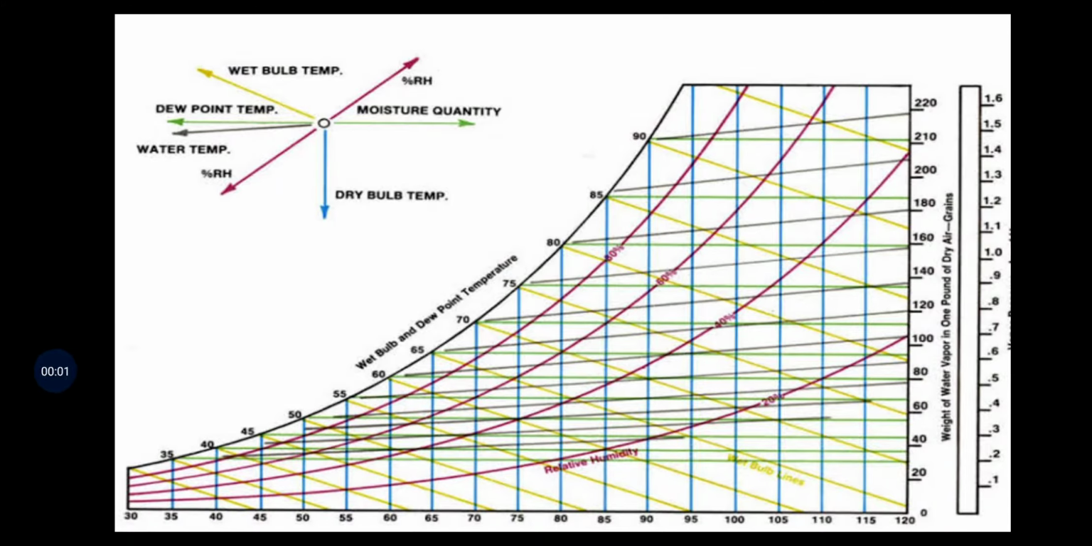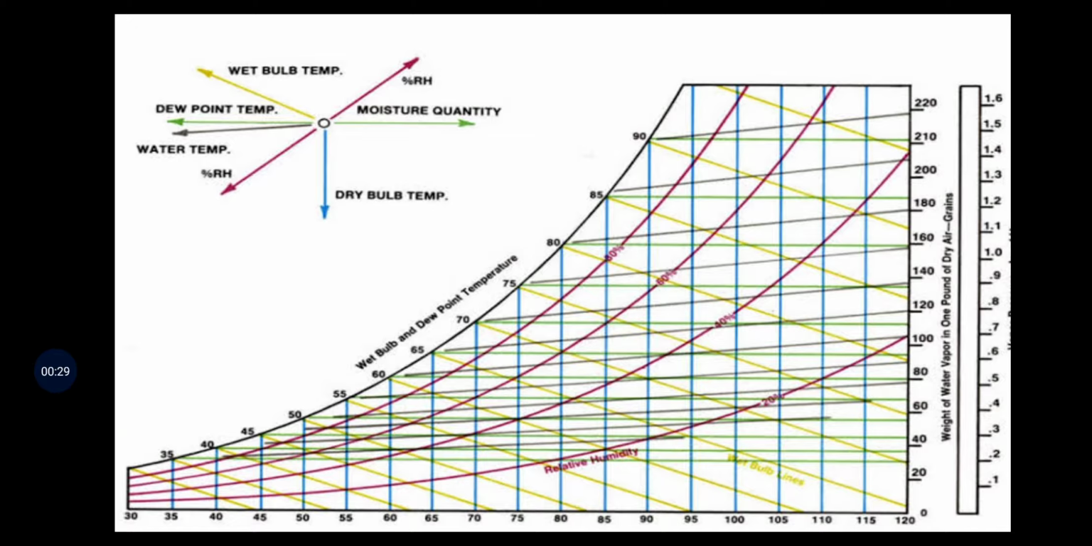Hello friends, today we are going to learn how to plot the different points and the different conditions on a psychrometric chart. Before going to plot the different points, locations or processes on the psychrometric chart, first we have to study what different kinds of lines are there on the chart.